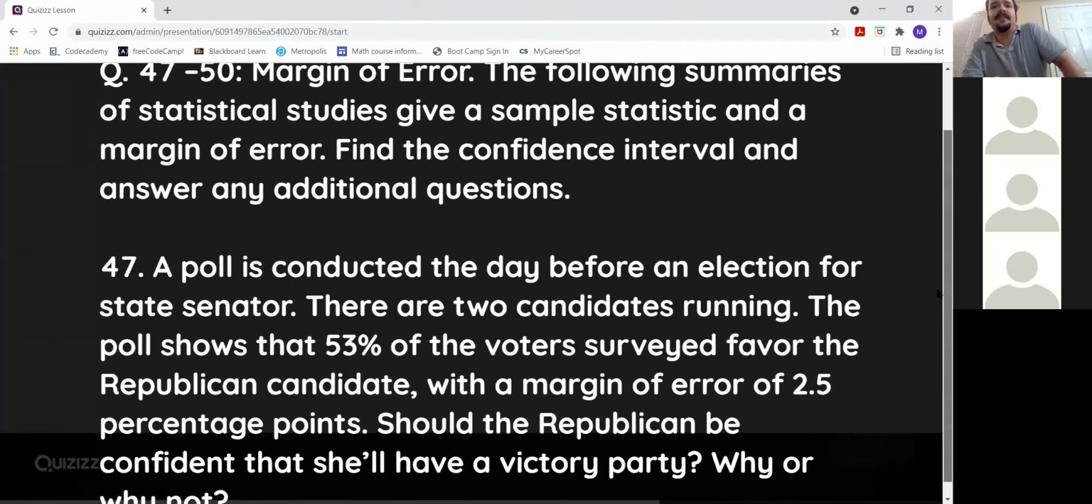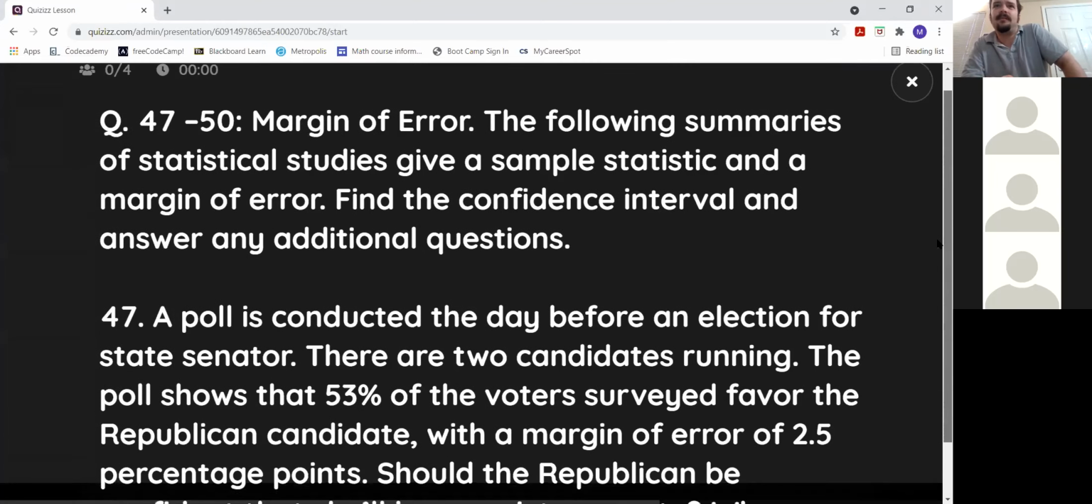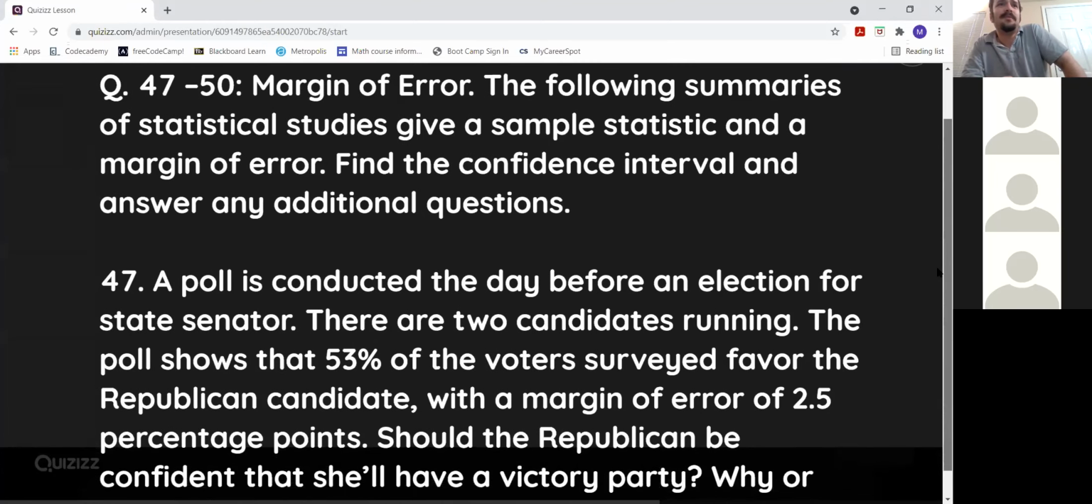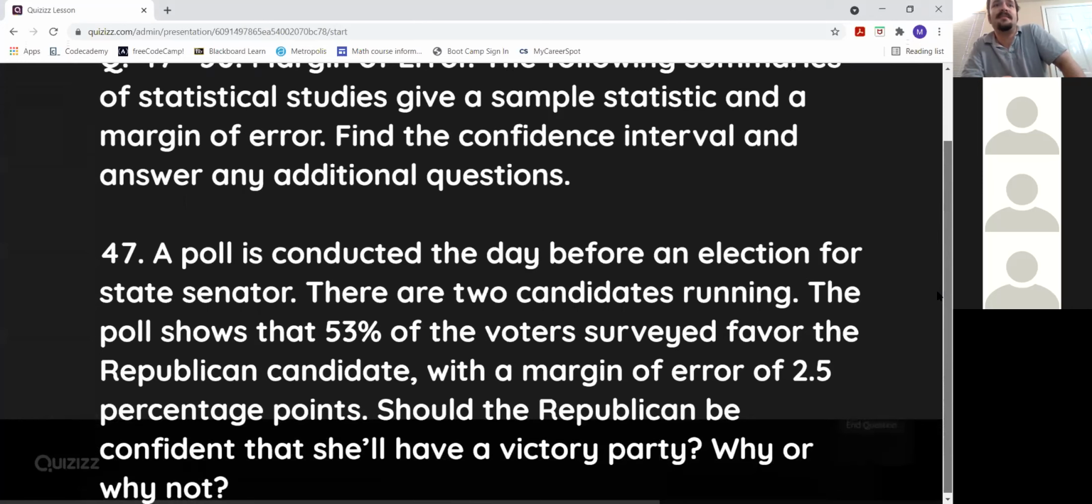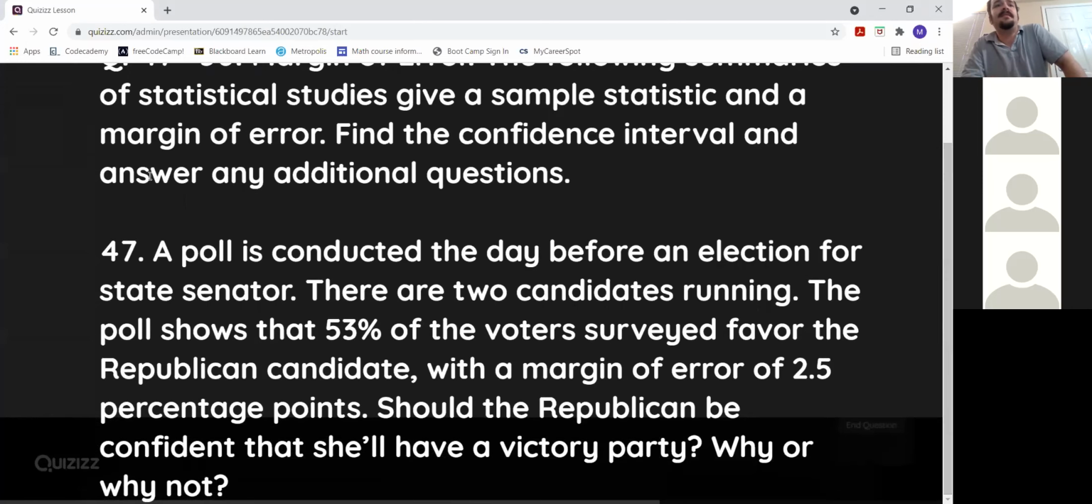We're at 47, and I think getting close. Margin of error. The following summaries of statistical studies give a sample statistic and a margin of error. Find the confidence interval and answer any additional questions. So a poll is conducted the day before an election for state senator. There are two candidates running. The poll shows that 53% of the voters surveyed favor the Republican candidate with a margin of error of 2.5 percentage points. Should the Republican be confident that she'll have a victory party? Why or why not?